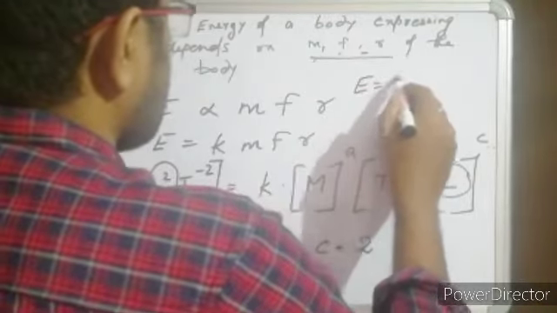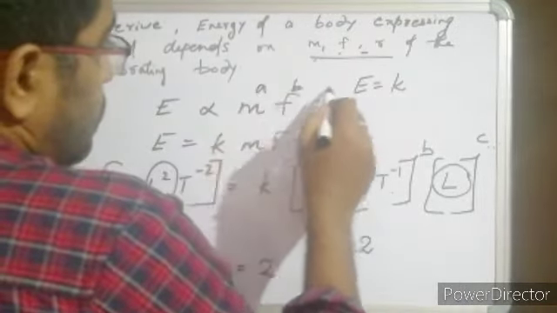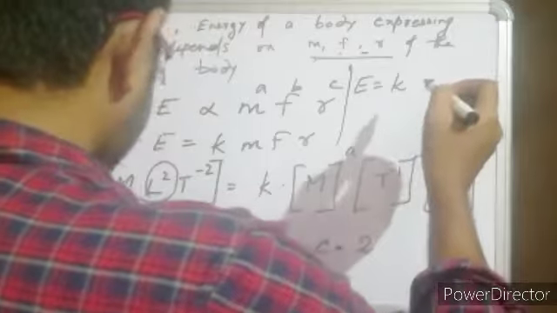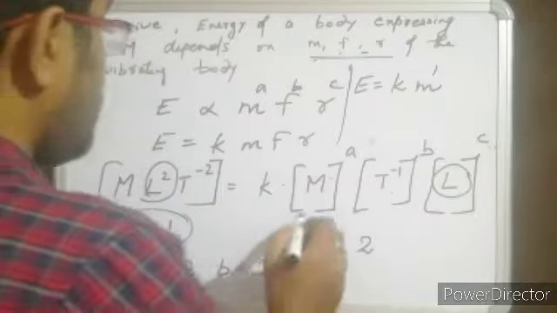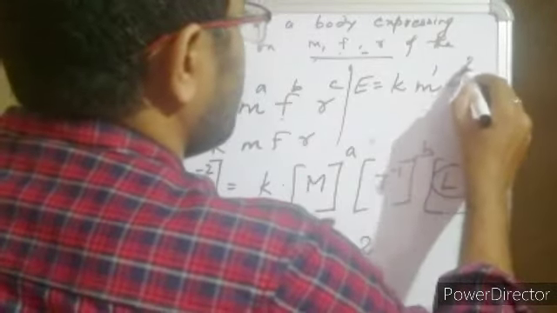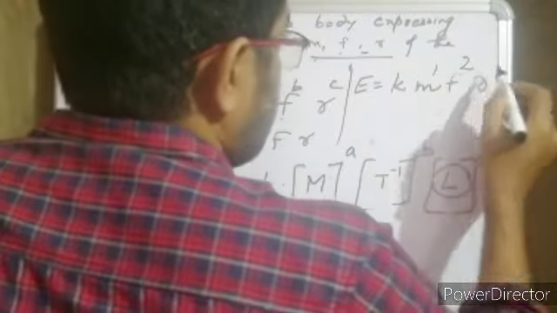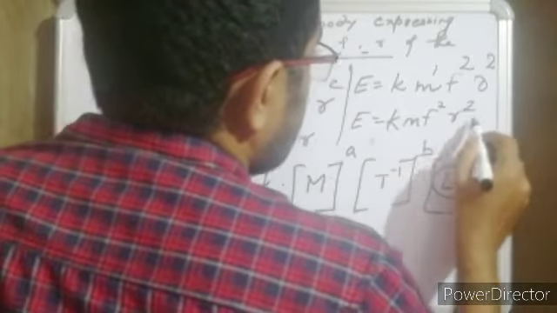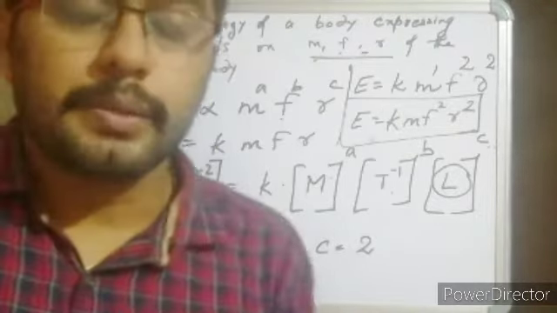Now you can write the equation, you got the equation, right? So E is equal to K into m to the power a, here there should have been f to the power b and r to the power c. So E is equal to K into m to the power 1, f to the power 2, and r to the power 2. So you get E is equal to K m f squared r squared. So this is the equation of energy in the case of a body that is undergoing simple harmonic motion.